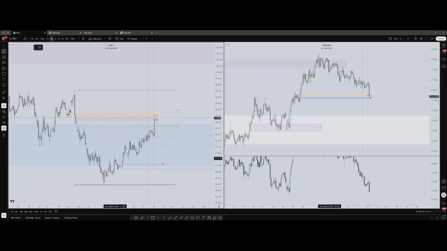Some people think that because this was a trend line, when price comes back here it will continue higher. But that's not true. Price just reaches into this area, to this breaker, and then will possibly drop from here.